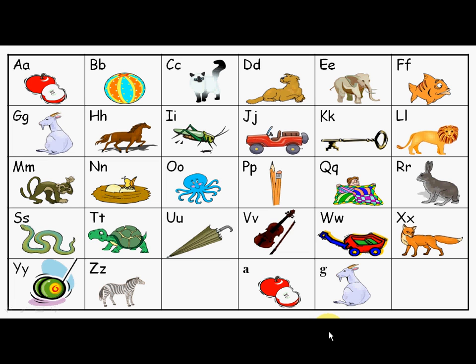Now, we have 2 additional letters at the end, a fancy A and a fancy G. We have those 2 letters at the end because those are letters that your student will see in print, and we want to make sure that they recognize them.